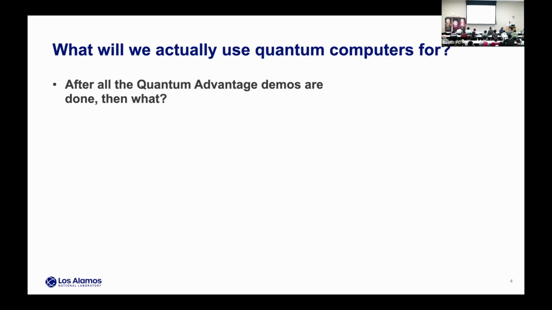So the question is, maybe we could use quantum computers for breaking RSA. There's a very nice paper by Gidney et al., where they project that to break 2048, you need 20 million physical qubits. Seems like a long way off.